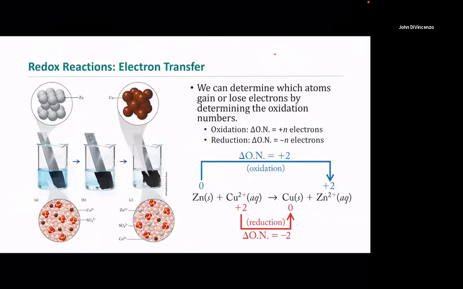Okay, we can determine which atoms gain and lose electrons by determining oxidation numbers. So here's one without oxygen, but it's very simple, right? Much easier than what we've done already. You've got zinc going from elemental to zinc 2+.